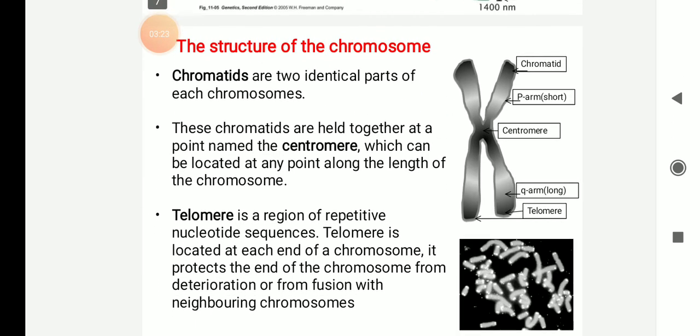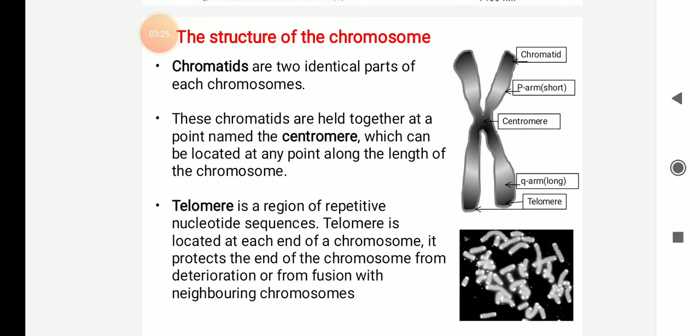So, the structure of a chromosome. Chromatids are identical parts of each chromosome. These chromatids are held together at a point named the centromere, which can be located at any point along the length of the chromosome. Telomere is a region of repetitive nucleotide sequences. A telomere is located at each end of the chromosome. It protects the end of the chromosome from deterioration or from fusion with neighboring chromosomes.